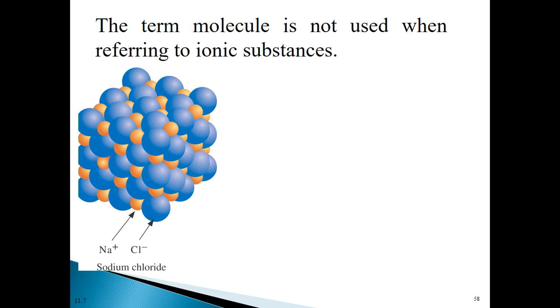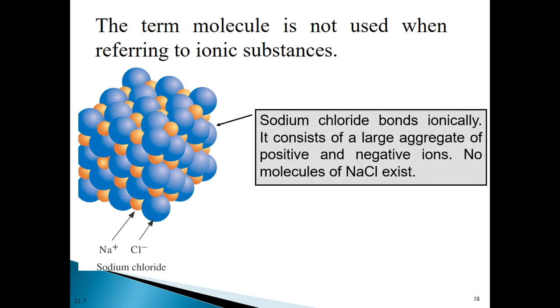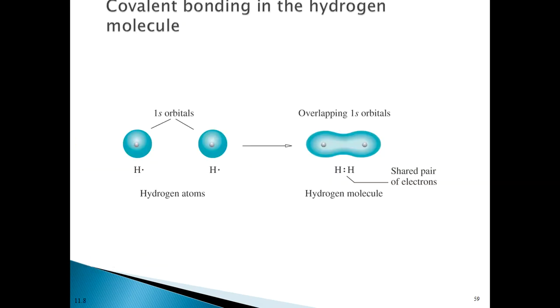So therefore, there is no such thing as a molecule of sodium chloride because, as stated here, sodium chloride consists of a large aggregate of positive and negative ions that are arranged in a particular order, and as such, there are no discrete units of sodium chloride existing. Now, we're going to look at this simple example, the simplest molecule that exists, the hydrogen molecule, which is formed as a result of the combination of two hydrogen atoms.